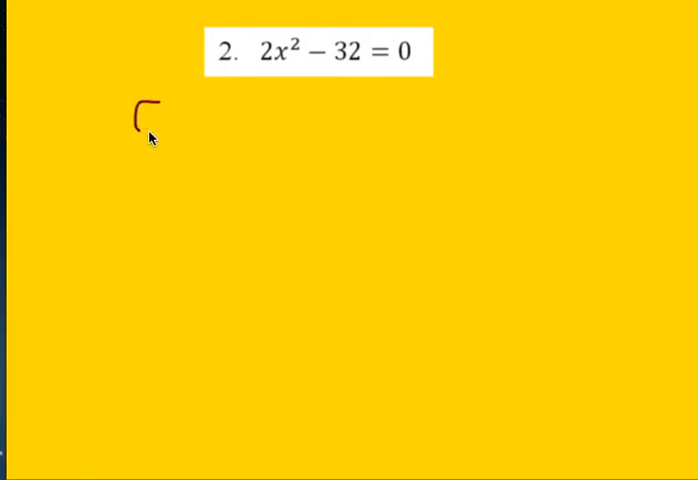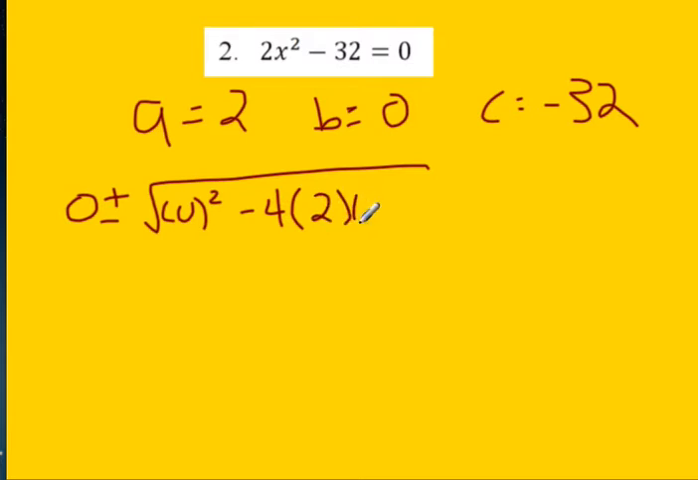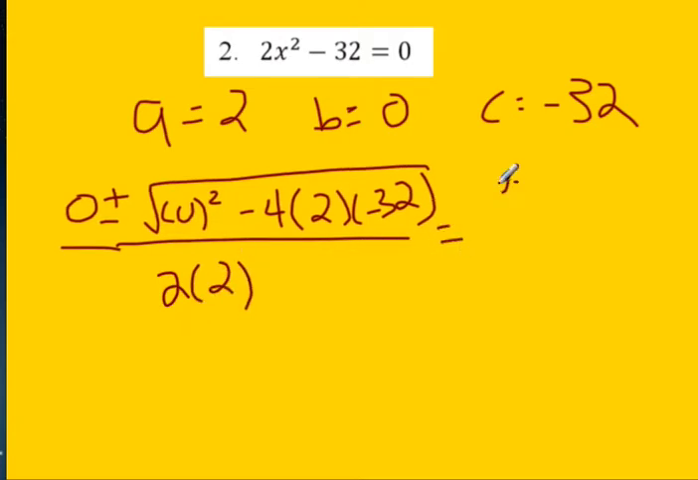So for number 2, my a is going to be 2. Now I notice that there is no x term, so that means that my b is going to be 0. My c is then negative 32. So then I'm going to do opposite of b plus or minus the square root of b squared minus 4 times a times c, all of that over 2 times a. Well, the 0 I'm just going to leave out, so I'm just going to write the plus or minus. And then I'm doing 0 squared minus 4 times 2 times negative 32.